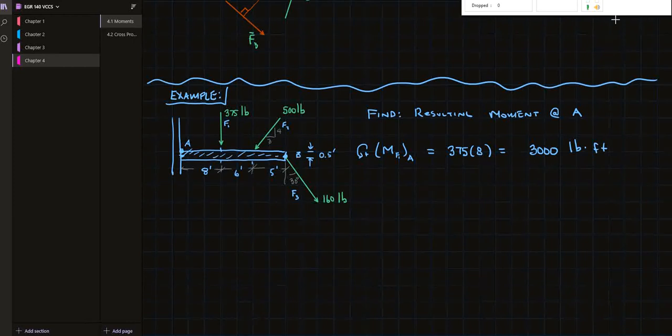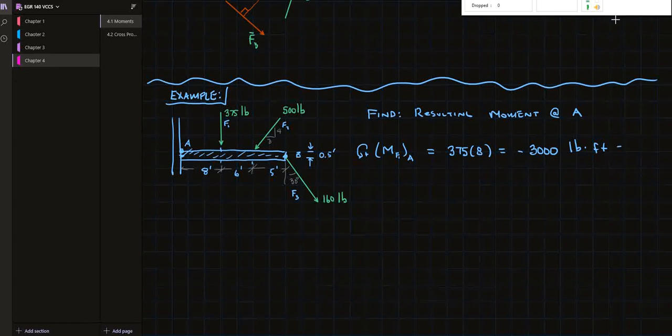And this is causing a clockwise rotation, so that's going to be negative. It's opposite to our convention. So instead of writing negative 3,000 pound-foot, which I could do, I suppose we could write it as minus 3,000 pound-foot.